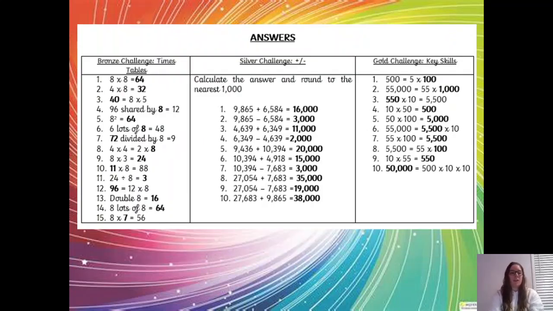Okay, so arithmetic answers are here for you. Go through, give yourself a tick if you got them right. If you have made a mistake, don't worry, go back, see if you can work out the answer again. If you're still getting it wrong, just make sure you're really double checking your method, see if you can identify where you're going wrong.